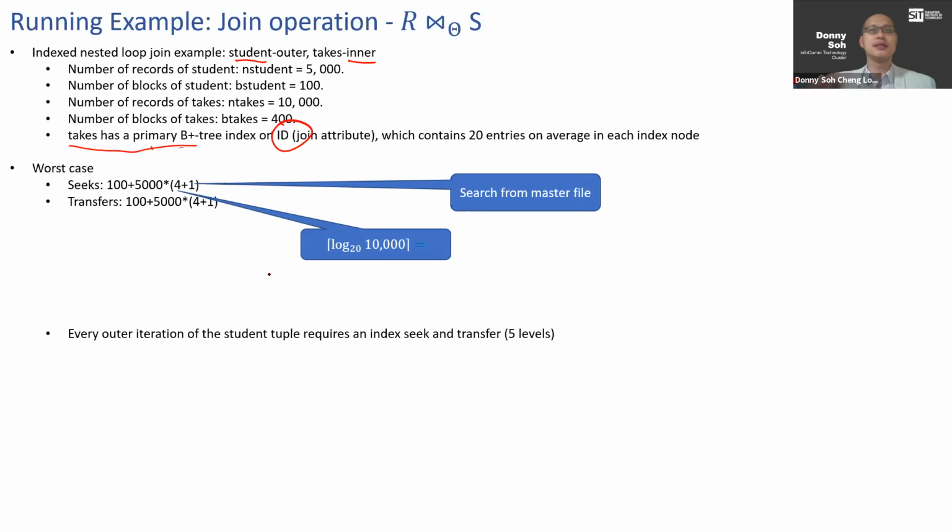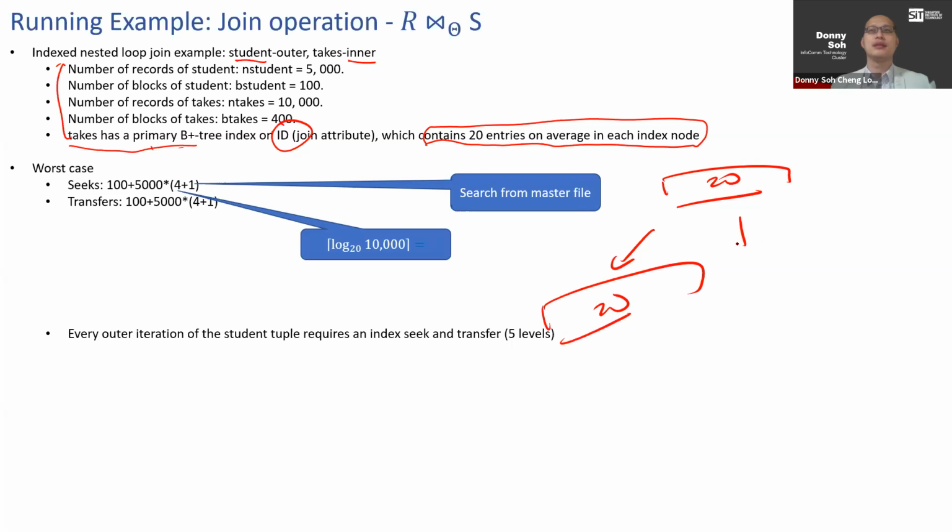Nothing else has changed. The only thing that has changed is that right now my ticks has an index on ID. It also says that on average, I have 20 entries in each index node.